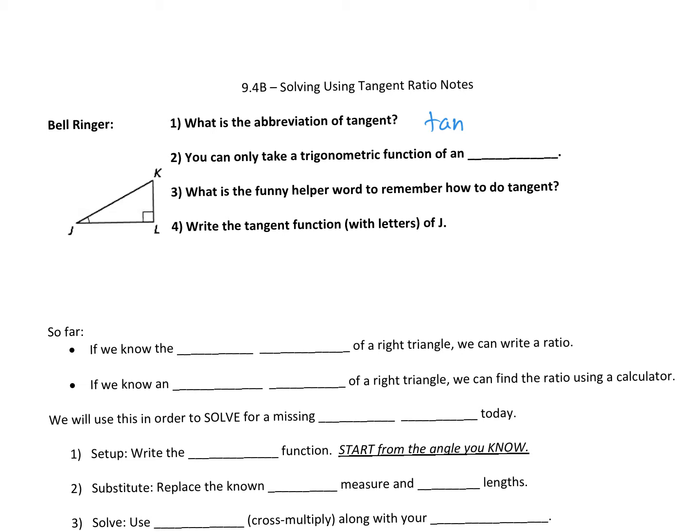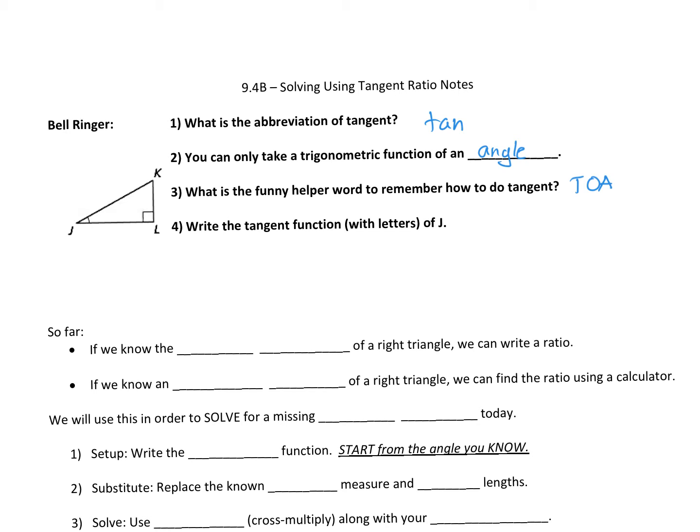Number 2, you can only take a trigonometric function of an angle. So when we are talking about trigonometric functions, we are talking about the ratios of the sides in relationship to the angle. What is the funny helper word to remember how to do tangent? Remember, the word is toa. That's the funny helper word.